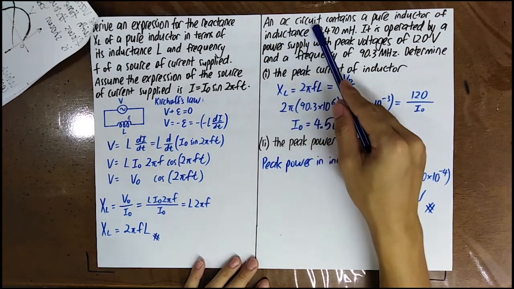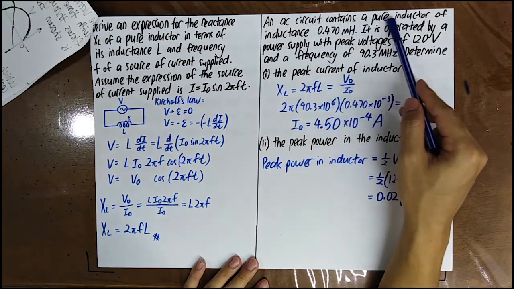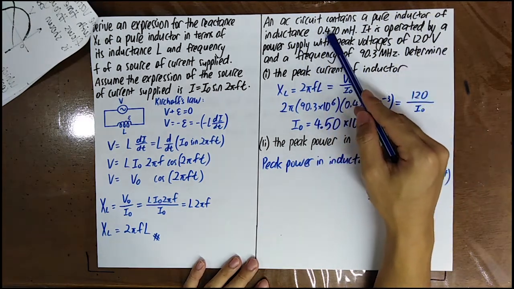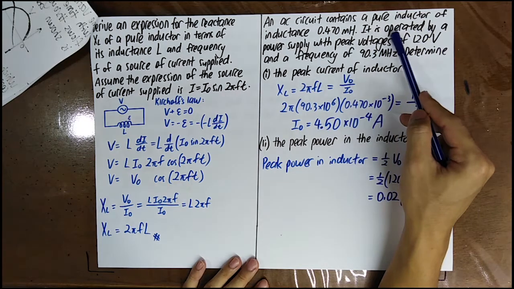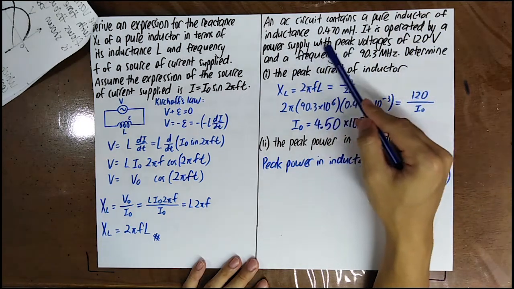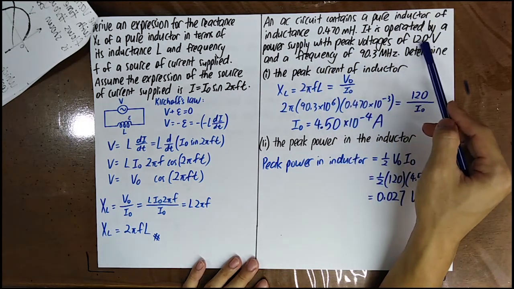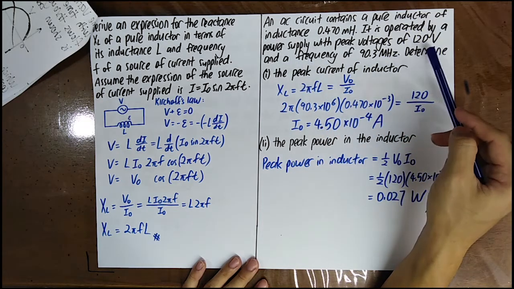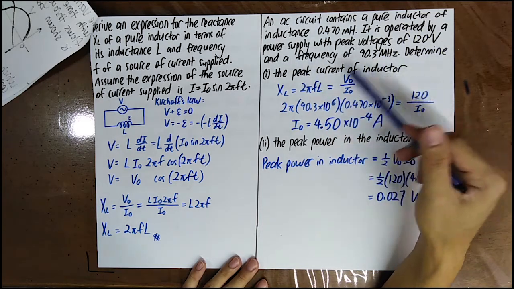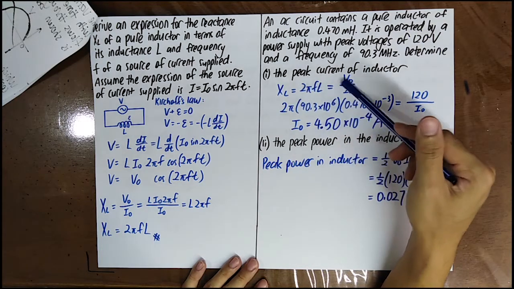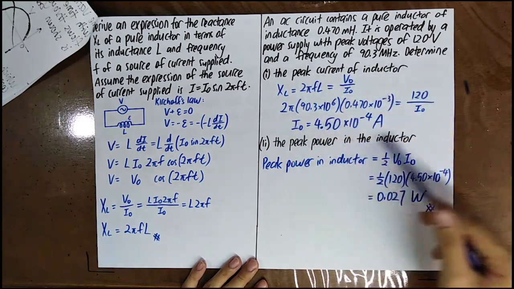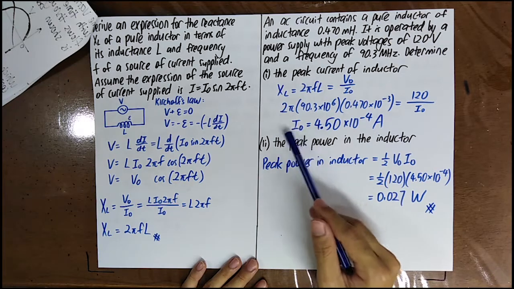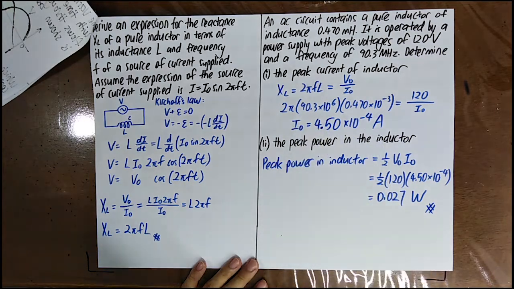An alternating current circuit contains a pure inductor of inductance 0.47 mH. It is operated by a power supply with peak voltages of 120 volt and a frequency of 90.3 MHz. Determine the peak current of the inductor. XL equal to 2 pi FL equal to V0 over I0. Then you substitute everything inside. Then you can get the value for I0.